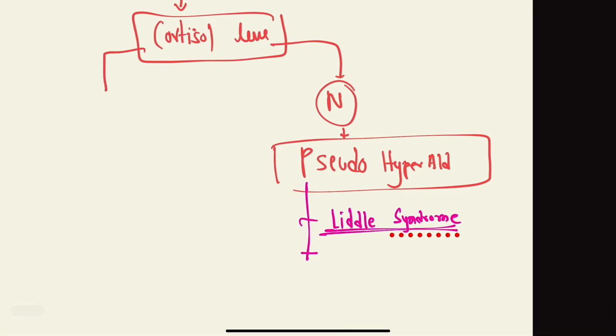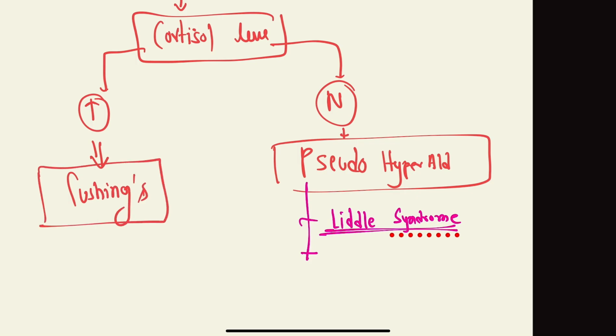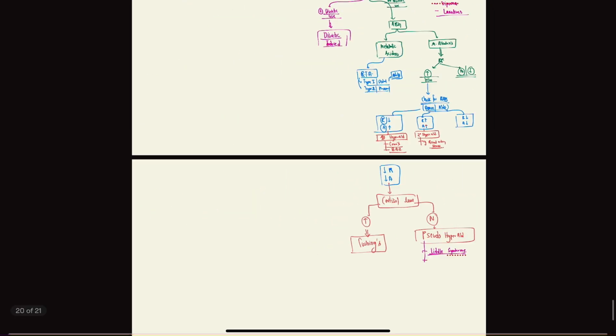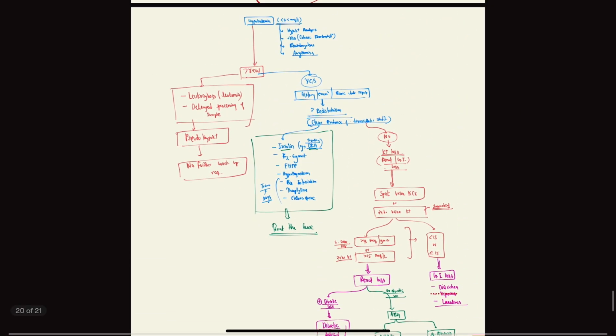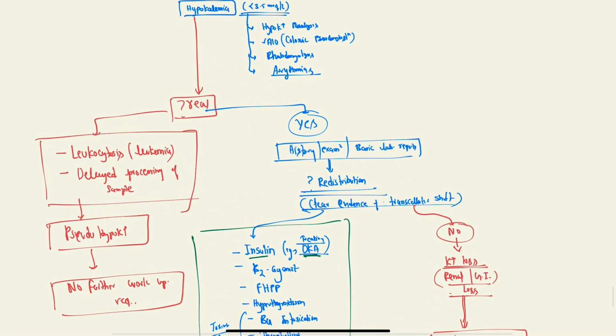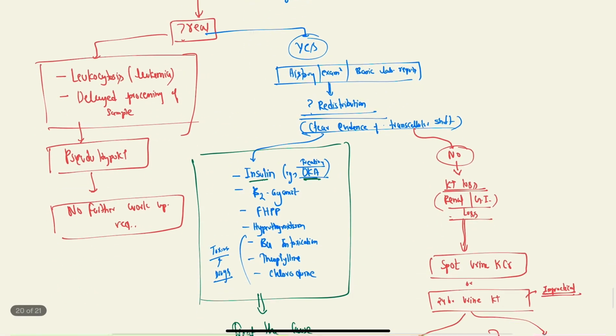If cortisol levels are increased, then it is due to Cushing's, and we work up for Cushing's. So this is a simplified version of how to approach hypokalemia.